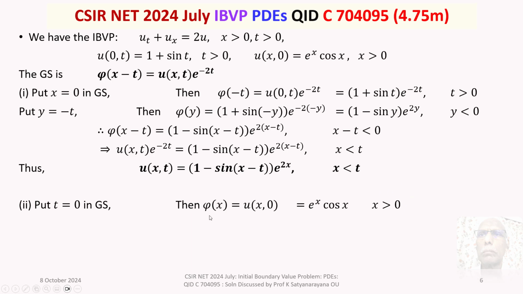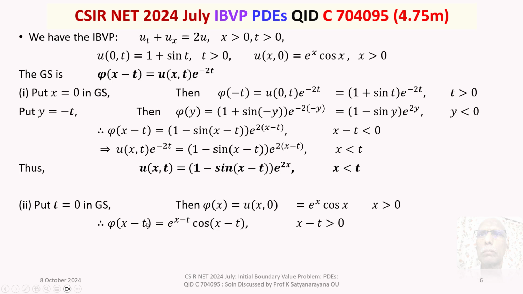Now, we want phi of x minus t. In the place of x, replace by x minus t. So phi of x minus t is equal to e to the power, in the place of x, x minus t into cos of x minus t. In the above equation, x is greater than 0. Now in the place of x, we are putting x minus t. Therefore, x minus t greater than 0. This condition is very important.